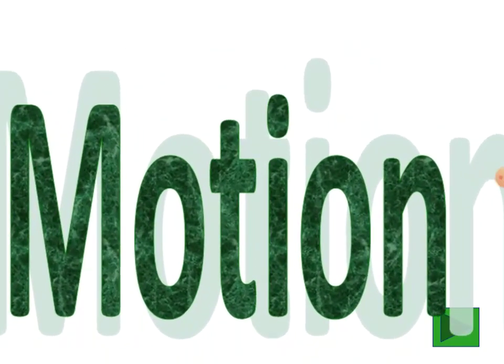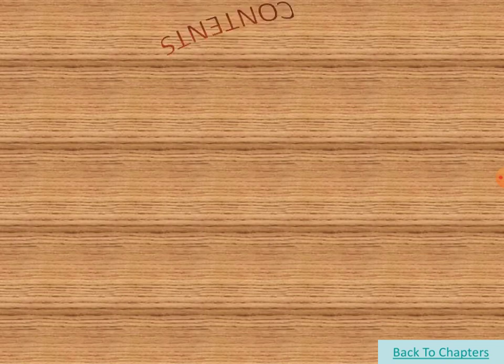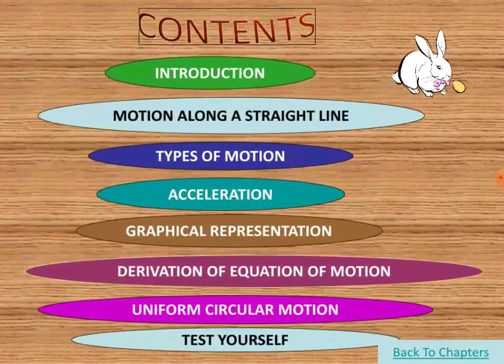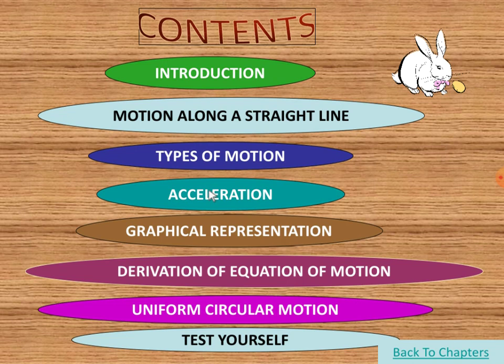In today's class, we will try to learn about motion. Before starting that, let's see what the contents to be taught today are. First, we would like to learn some introductory part of motion. Then we will go to motion along a straight line, types of motion, and acceleration for today. Got it? But the graphical representation, derivation of equations of motion, and uniform circular motion will be done in the next class, right? Yes, let's see.